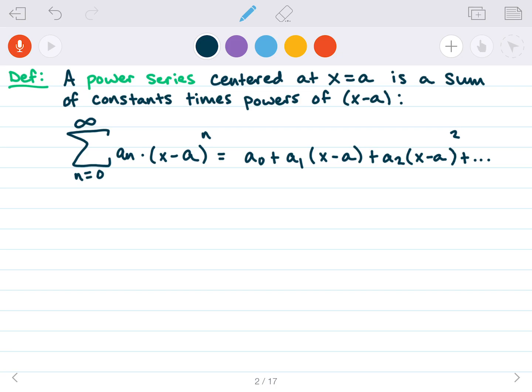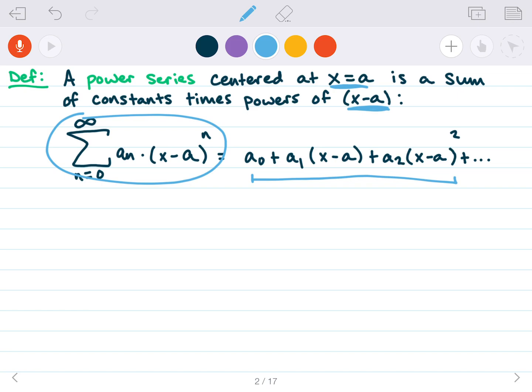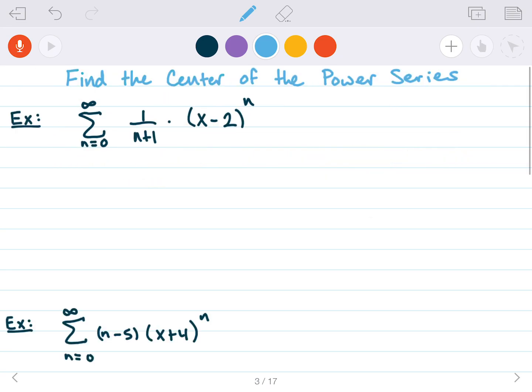A power series is a series with a variable x or some other variable in it, and it's centered at the point we call the center, at the point x equals a. It's a sum of constants times powers of x minus a. And so it's of this form right here, where when you expand it, you get a sub 0 plus a sub 1 times x minus a plus a sub 2 times x minus a squared, and a is just going to be some number, wherever this power series is centered. So that is the definition.